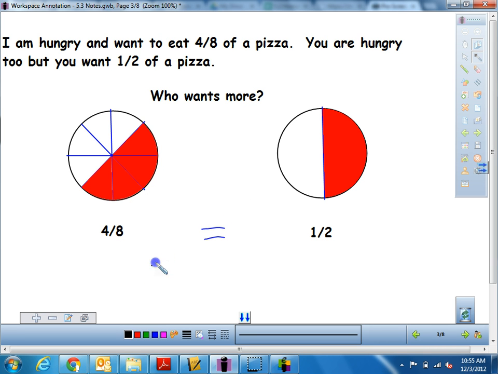So you're going to hear that a lot. Equivalent, E-Q-U-I-V, equivalent fractions. They mean the exact same amount. So nobody's getting any more pizza than the other. Even though I'm getting 4 slices, I'm getting 4 smaller slices, and this one's getting 1 big slice. It would still be the exact same amount of pizza. We just change how it looks.